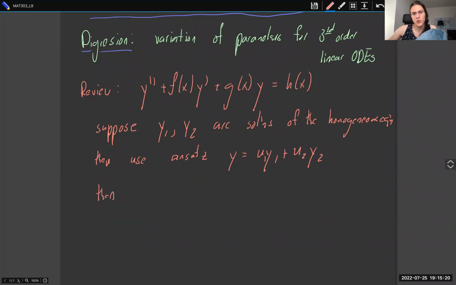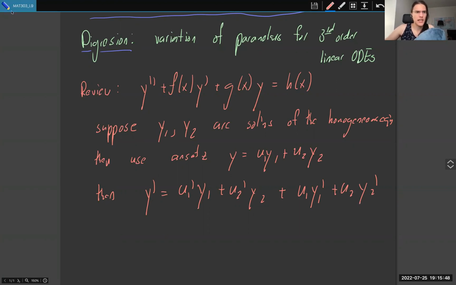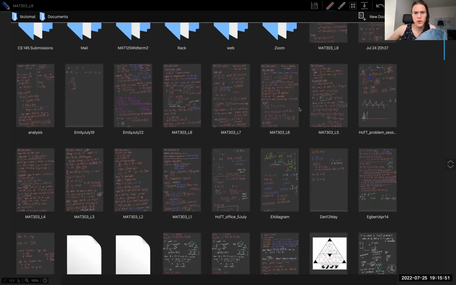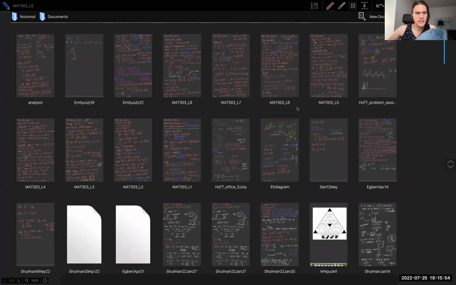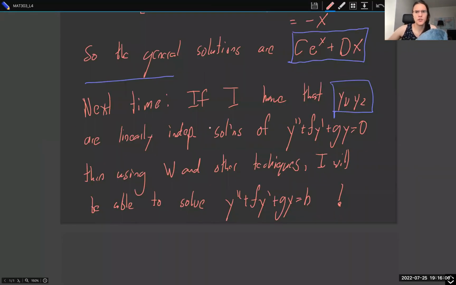There are 2 degrees of freedom, and we can reduce it to 1 degree of freedom in order to be able to solve it. Then y' is equal to u1' y1 plus u2' y2 plus u1 y1' plus u2 y2'. And let me just check which one of these we set to equal 0. So this we would have done in lecture, it's second order. So in lecture 4.